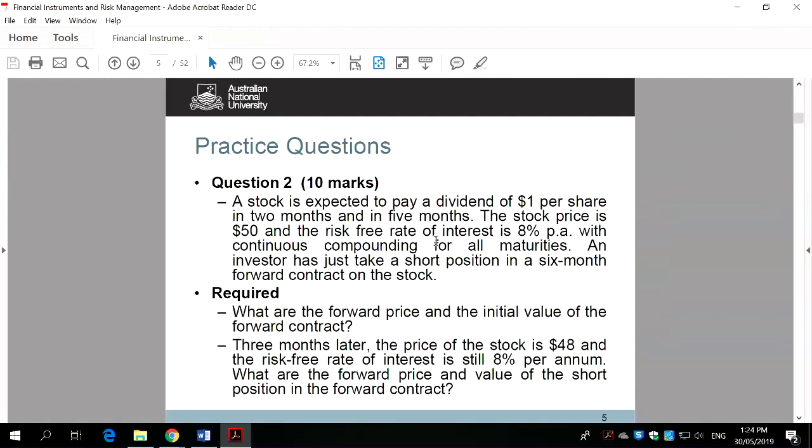Okay, so let's have a look at this one here. We've done this one back in week 2's workshop. The question says: a stock is expected to pay a dividend of $1 per share in 2 months' time, and a second dividend in 5 months' time. The current stock price is $50. The risk-free rate is 8% continuously compounded for all maturities. The investor just takes a short position in a 6-month forward contract on the stock. So what are the forward price and the initial value of this forward contract?